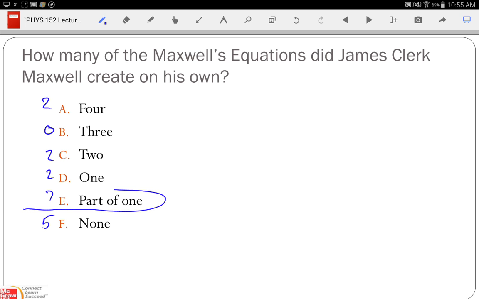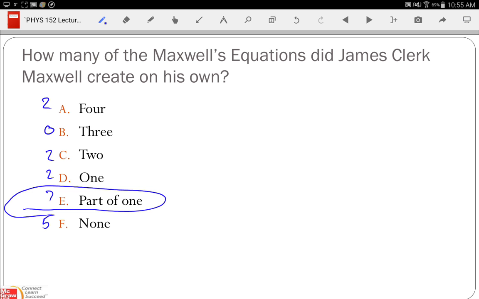So we did have a slight plurality that said part of one. And those 7 people are correct. So now being specific, what did Maxwell do to get credit for part of one of the 4 equations? Okay, he added the displacement current part to Ampere's law.